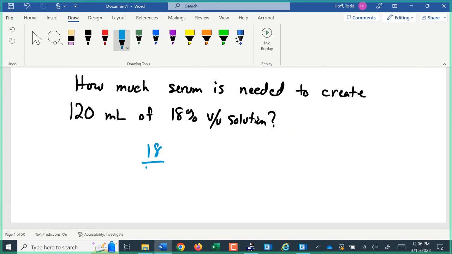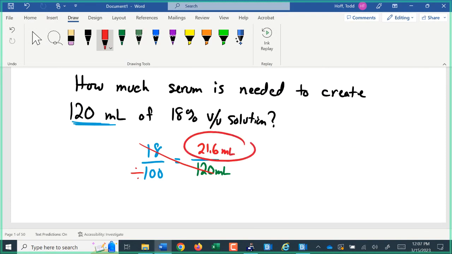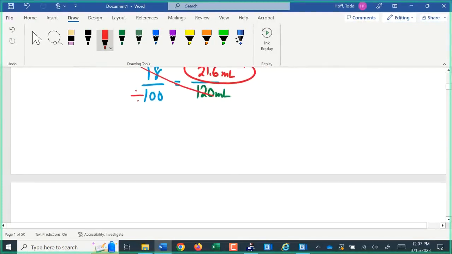So 18% is 18 out of 100 again. On the other side, we're creating 120 milliliters of that solution. We'll put 120 milliliters on bottom, and we can cross multiply and divide. So 18 times 120 divided by 100 is 21.6 milliliters. So we would need 21.6 milliliters of serum. Now again, I don't know how much saline would go in there because those numbers do not add up. You would just put in the 21.6 milliliters of serum, and then you would fill till you got a total volume of 120 milliliters.